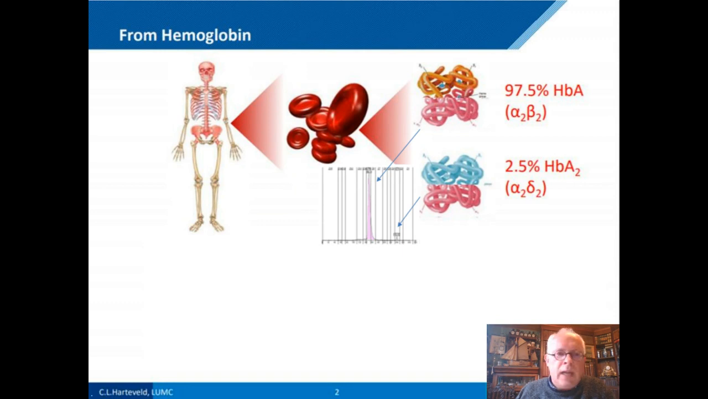Besides this almost 97.5% of hemoglobin A, the cells also contain hemoglobin A2, which is alpha 2 delta 2. The delta globin chain is very much like the beta globin chain, but it is coded for by a different gene.